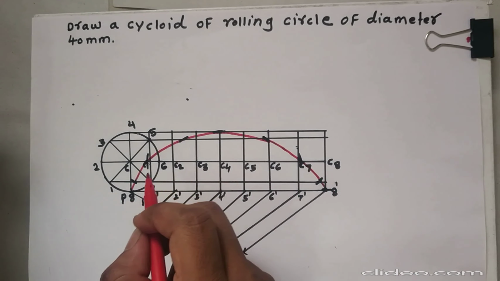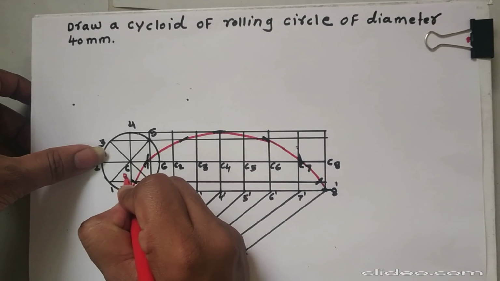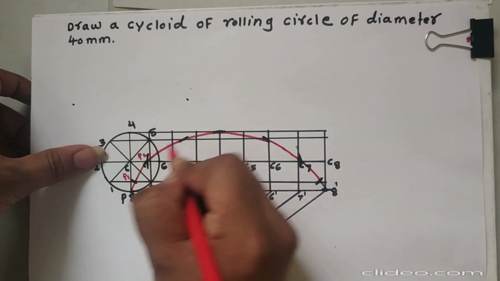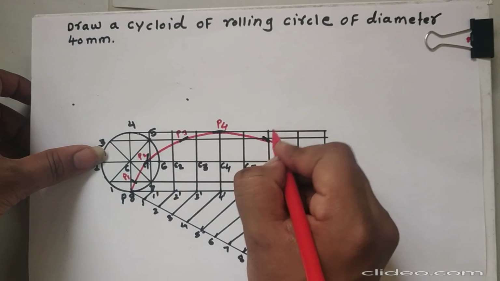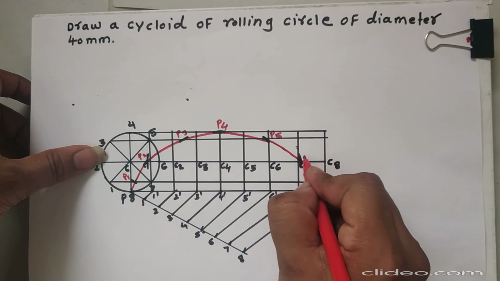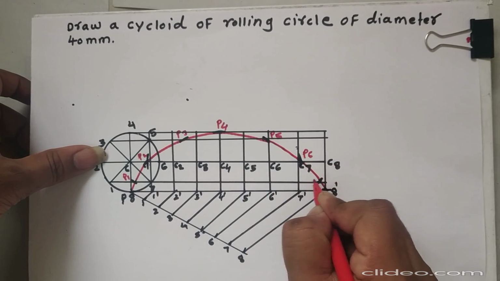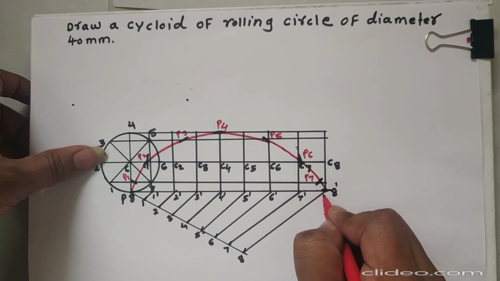After that we need to give names to these points. So the first point is P1, this is P2, this is P3, this is P4, this is P5, this is P6, this is P7, and the last one P8.